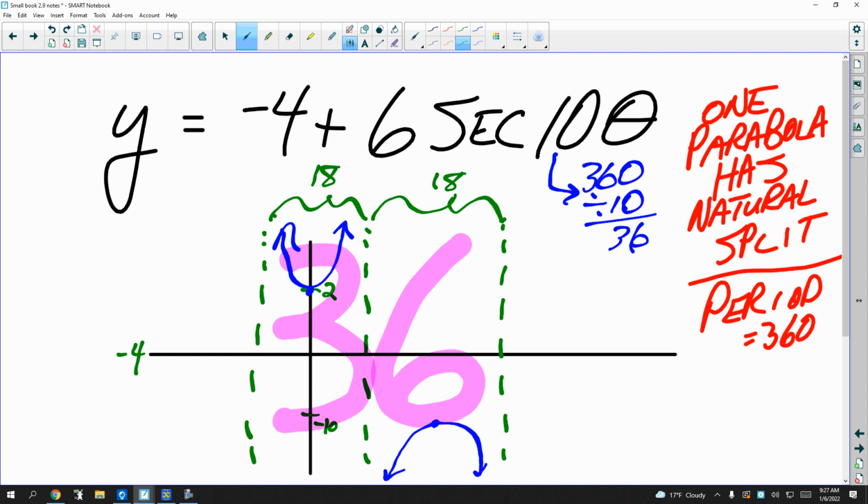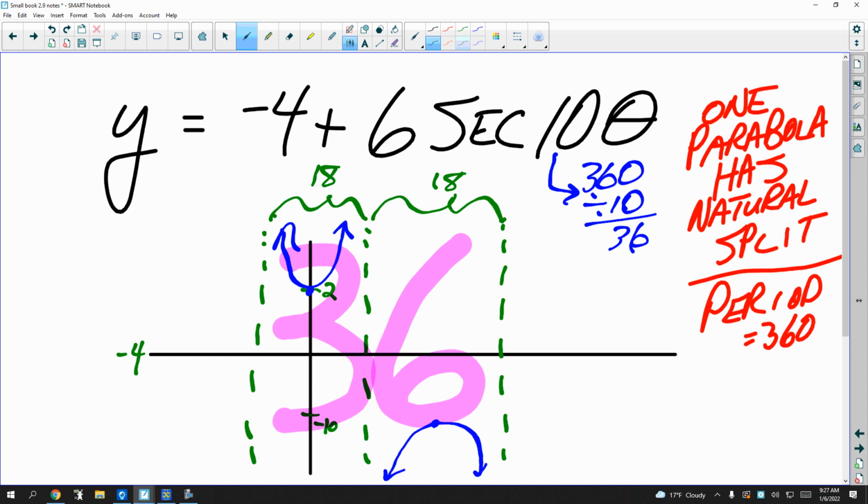But those aren't the answers either. From the leftist dotted line, and yes, we're using the word leftist again, to the middle dotted line has to be 18, but it has to have a natural split. From the leftist dotted line to the middle dotted line has to have a period of 18. So it's got a natural split. So what is each asymptote? Where's it located?